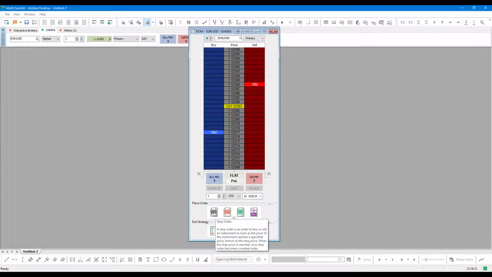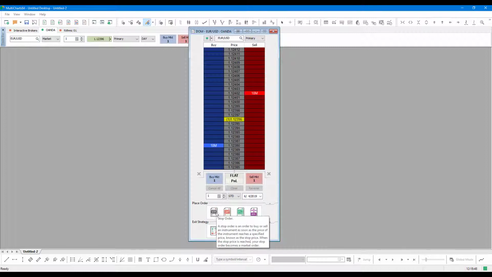If you'll notice, if you just hover your mouse over any of those order types, within just a few seconds, you'll get an entire text window explaining exactly what those order types do. So as you can see here, I'm hovering over stop order, and MultiCharts gives me a really great description. A stop order is an order to buy or sell an instrument as soon as the price of the instrument reaches a specified price, and that's known as a stop price. So once the market hits that stop price, your stop order essentially becomes a market order. So based off of that, we now know what a stop order is.